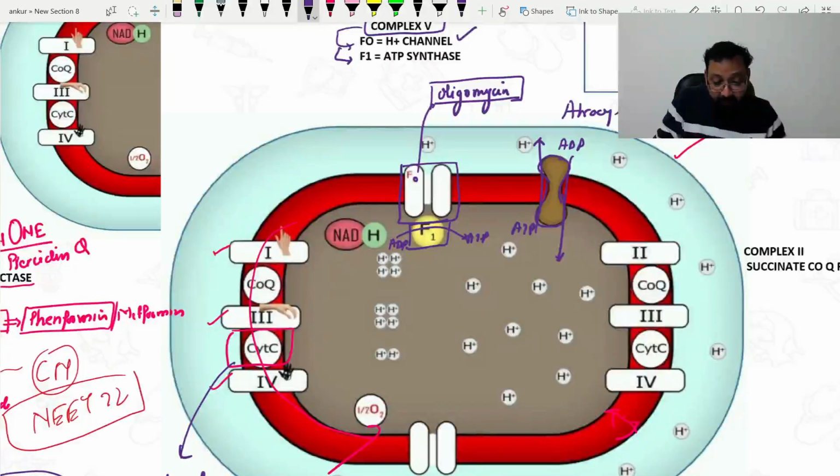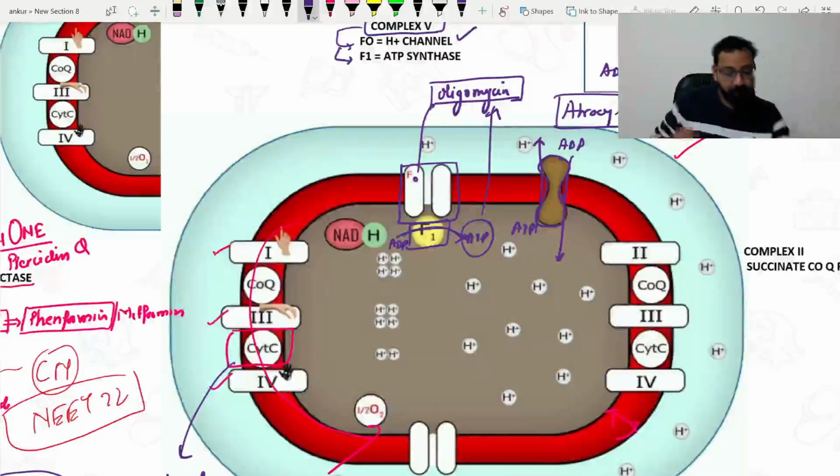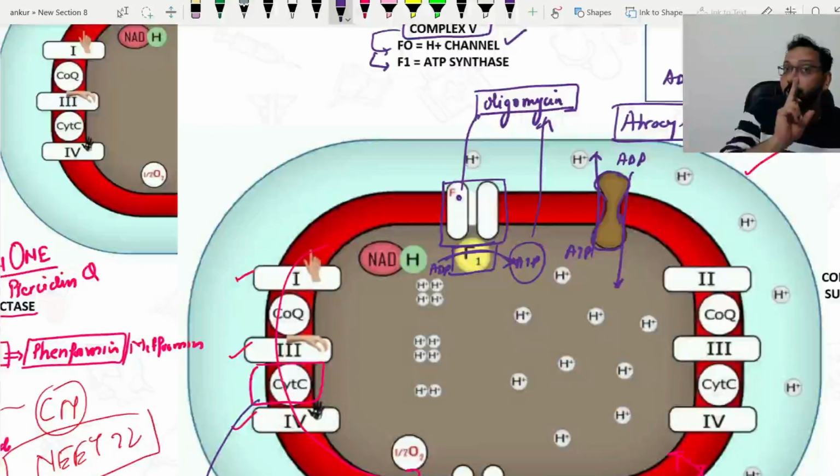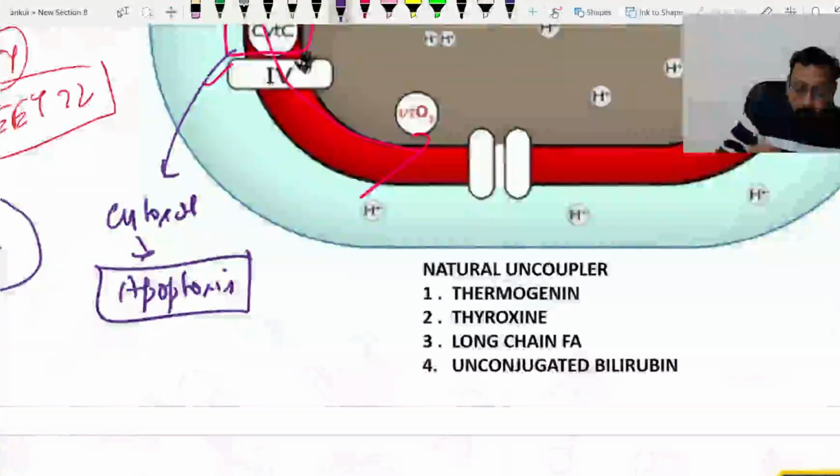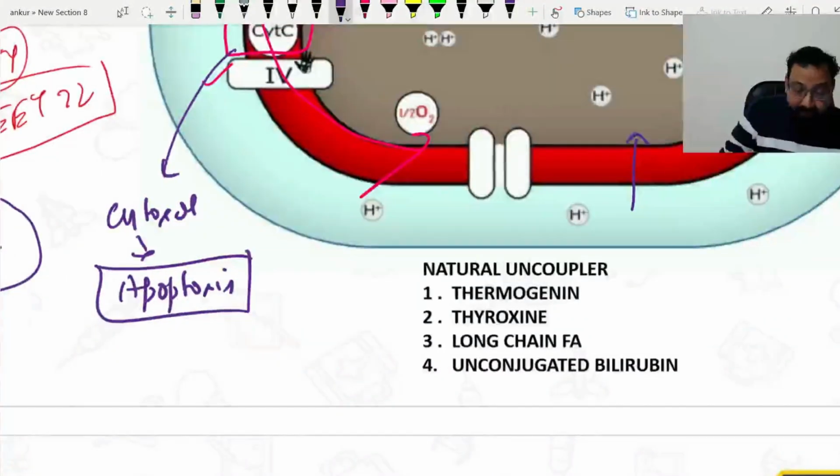Atractyloside inhibits ADP ATP translocase. So the question is asked: ADP ATP translocation is inhibited by atractyloside, and ADP to ATP conversion is inhibited by oligomycin. Both of these are not uncouplers. Uncoupler is a different entity. Any compound which causes H+ leakage.